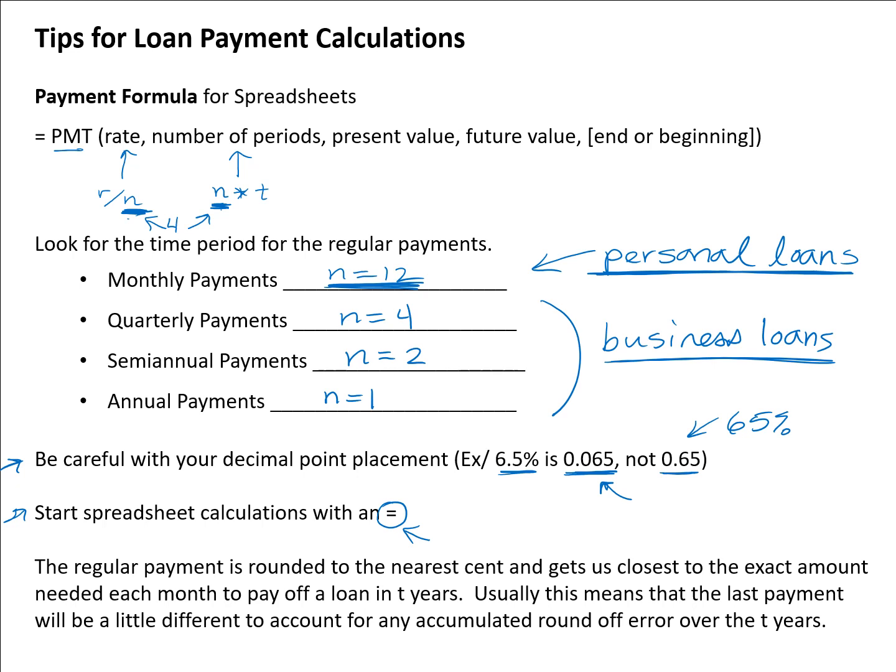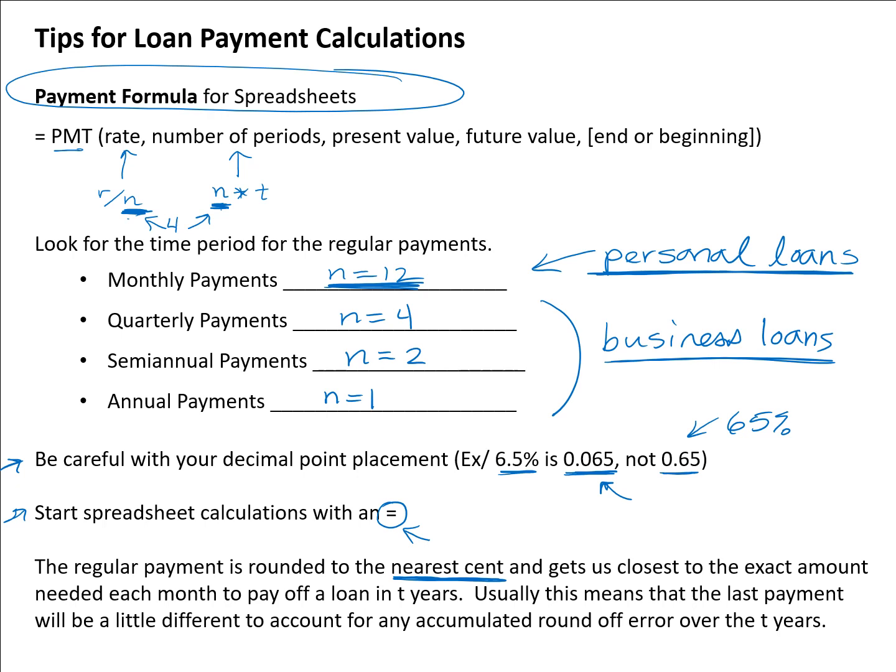And the last thing I wanted to mention is just a general tip for loans if you happen to take out a loan yourself. The regular payment we've been finding with this payment formula is the same regular payment that a bank might give you. But I wanted to mention that that regular payment is rounded to the nearest cent. And it's rounded to the nearest cent to get us closest to the exact amount we need to pay each month to pay off the loan in that certain amount of time. Let's call it T years.